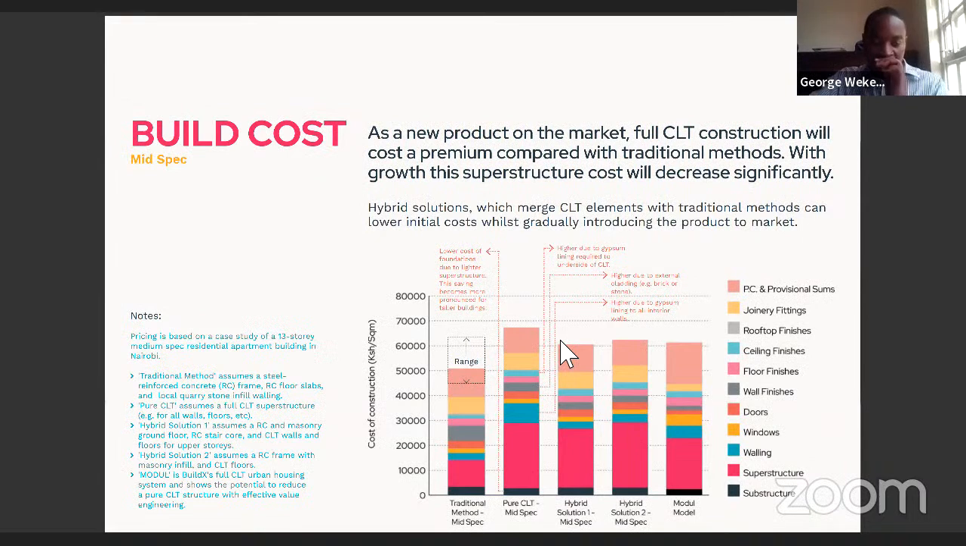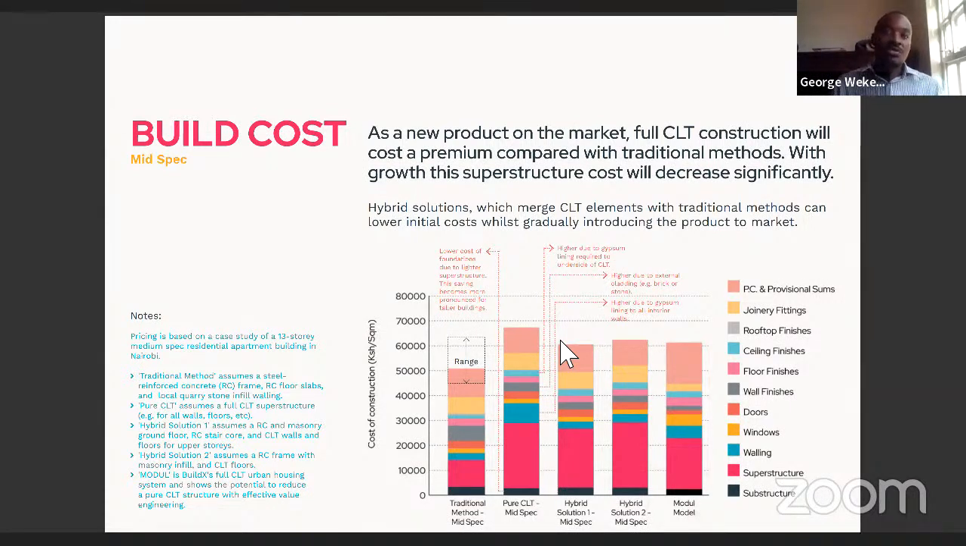We've also done cost analysis to see how this would be effectively introduced into the market. For being a new product, definitely it will come at a premium, but with more and more demand, and if we're able to ramp up the demand to meet some economies of scale, like steel and concrete, then definitely it would be a material to be cost competitive.